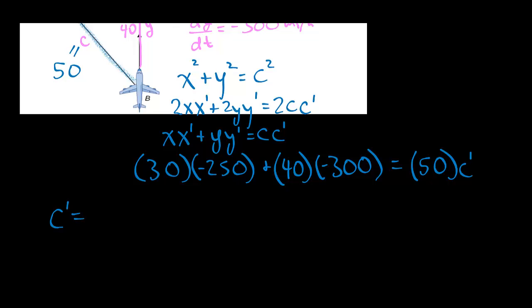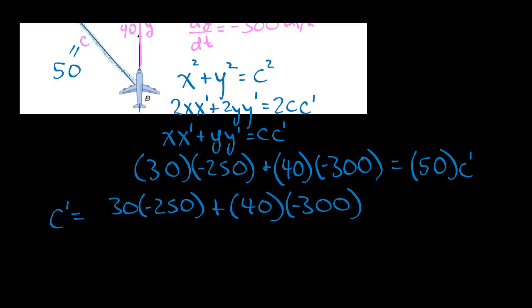So we get c prime is equal to 30 times negative 250 plus 40 times negative 300, all over 50. Yeah, there we go.